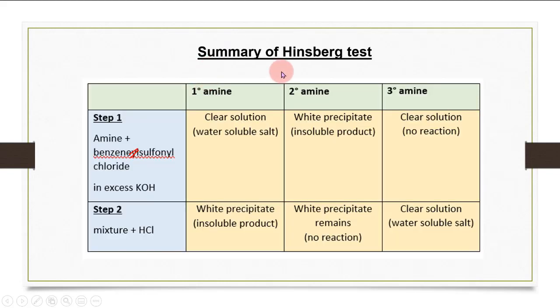For the summary of Hinsberg's test, a primary amine gives a clear solution in the first step and a white precipitate in the second step. A secondary amine gives a white precipitate and a white precipitate. A tertiary amine gives a clear and clear solution. So it differentiates between the different classes of amines. Take note that there is a typing error in the table, benzene sulfonyl.